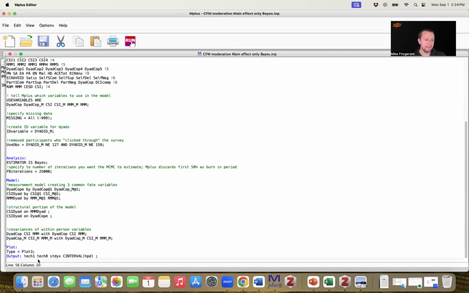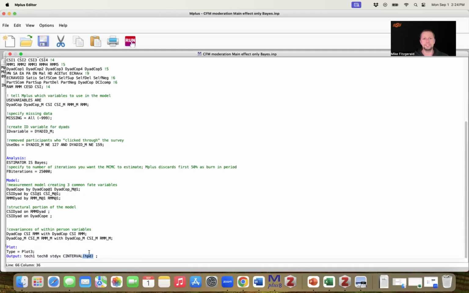All right. And then down here, you will actually see that we have made one small change, and that's with the C interval, where I've added HPD. So Mplus has, I think, two or three different ways of calculating the confidence intervals for the posterior distribution in Bayes, and HPD is one of those options. It is not the default.